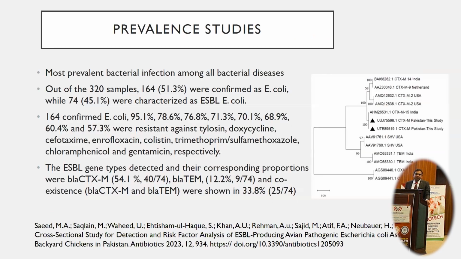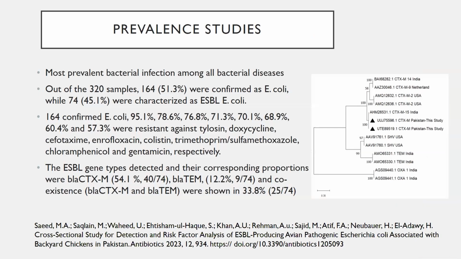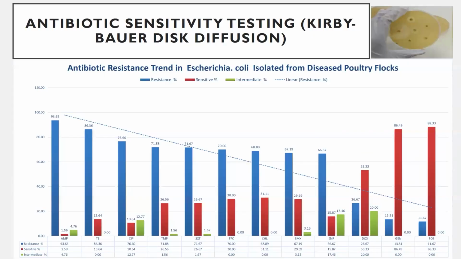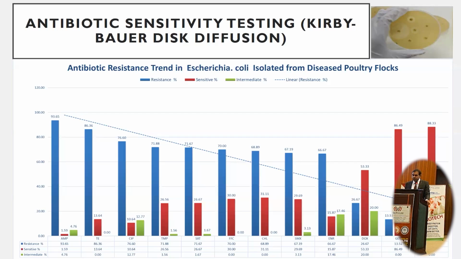If we look at prevalence studies on E. coli, there is a study in which a scientist took 320 samples and noticed that 50% of samples were positive for E. coli and 45% were positive for ESBL E. coli. In our studies, we have also done antimicrobial resistance and sensitivity testing of most of the samples that are brought to our laboratory.